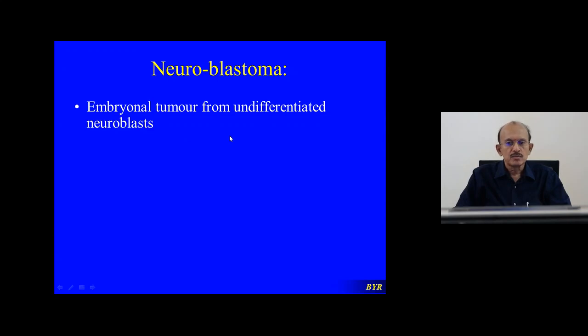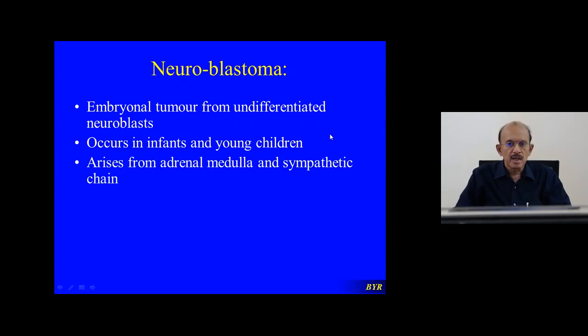Neuroblastoma. It is an embryonal tumor from undifferentiated neuroblasts. It occurs in infants and young children, arises from adrenal medulla and sympathetic chain. That means it arises from the ganglionated cells.